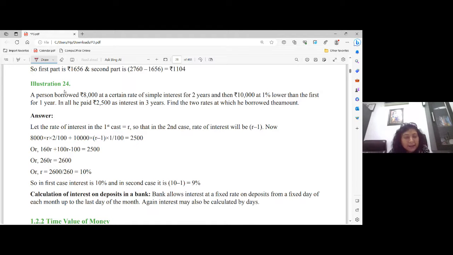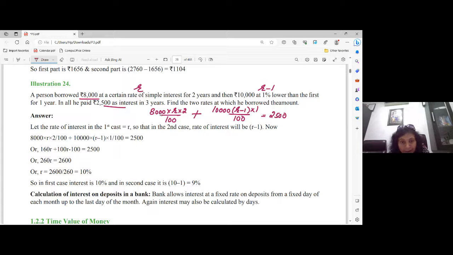Now next question says, a person borrowed rupees 8,000 at certain rate of simple interest for 2 years and 10,000 at 1% lower than first for 1 year. Suppose the rate of interest is R in this case, and in this case R minus 1. In all he paid 2,500 as interest. So in first case 8,000 into R into 2 upon 100. In second case 10,000 into R minus 1 into 1 upon 100. And total interest paid is 2,500. So you have to find out the rate of interest.